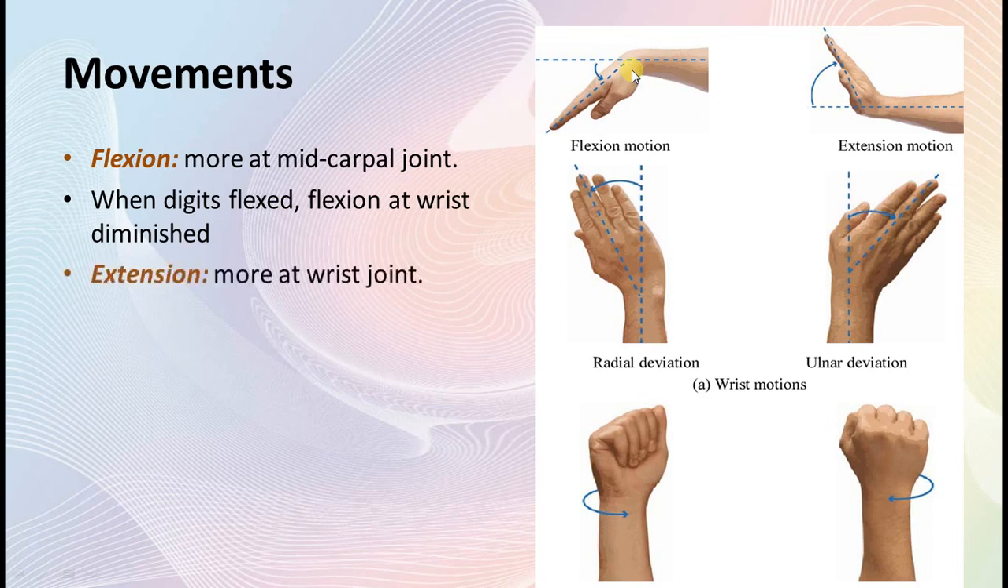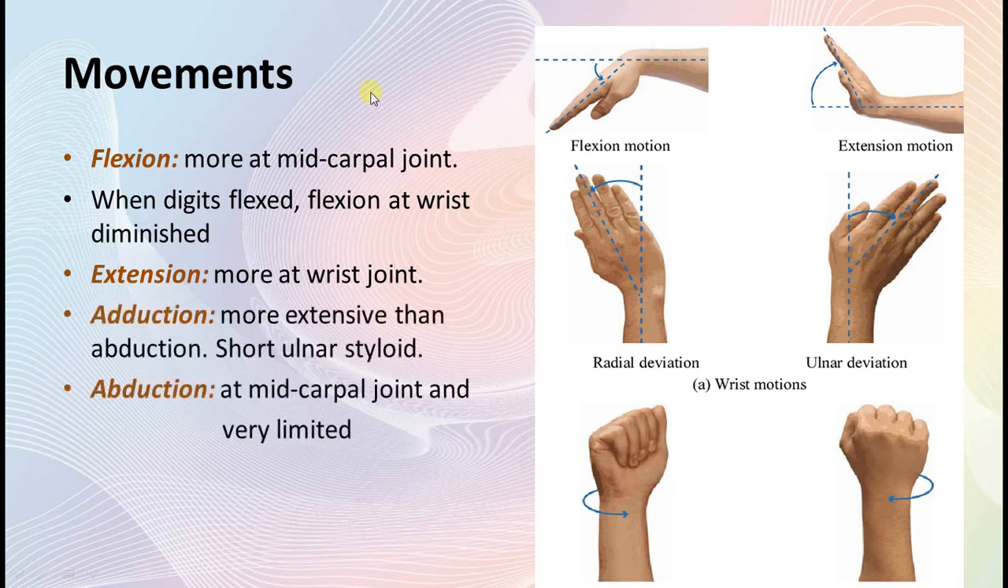The second movement what you see is adduction and abduction, which takes place around the anteroposterior axis. So the anteroposterior axis, and the axis for the adduction and abduction passes through the capitate bone. Okay, so the middle of the capitate. Then if you look at adduction and abduction, adduction is more extensive as compared to the abduction.